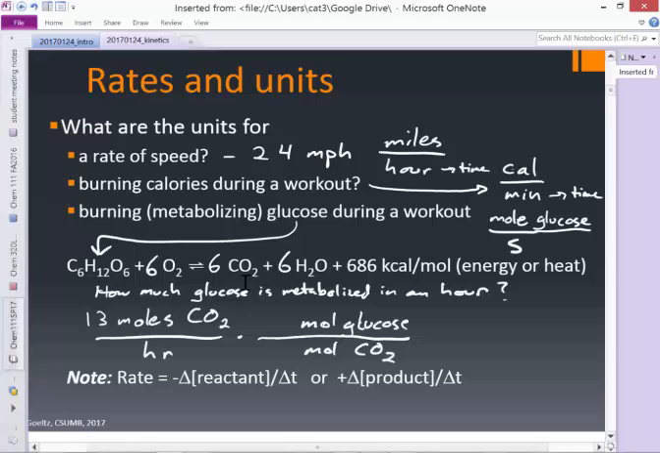Where do I get the numbers? Glucose is 1, and CO2 was 6. So how many moles of glucose per hour? Let's give it 2 sig figs. So you get from rates of one chemical to rates of another.